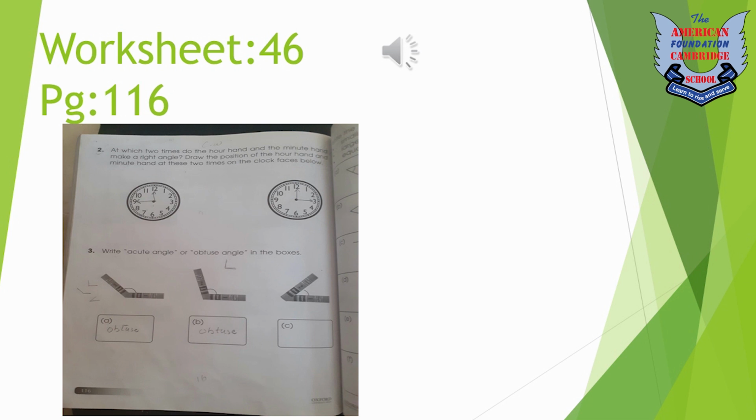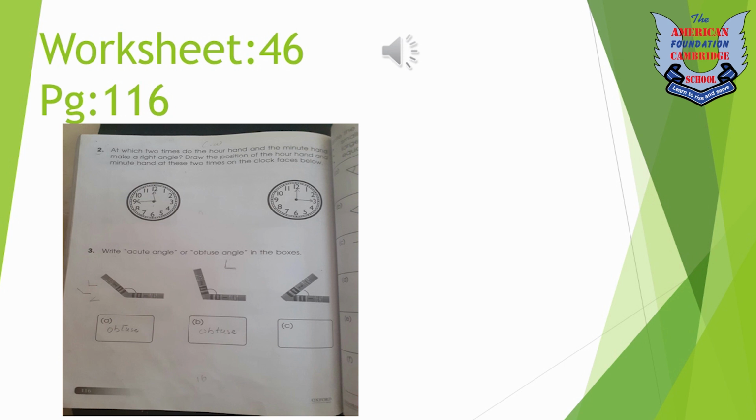Now let's come toward our question number 2 of page number 116. At which 2 times do the hour hand and the minute hand make a right angle? Draw the position of the hour hand and the minute hand at these 2 times on the clock faces below.